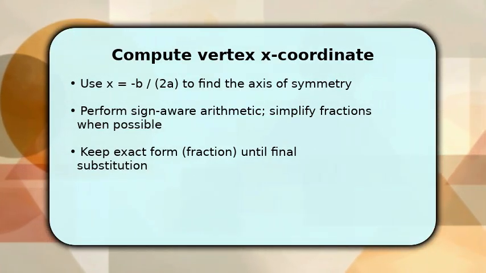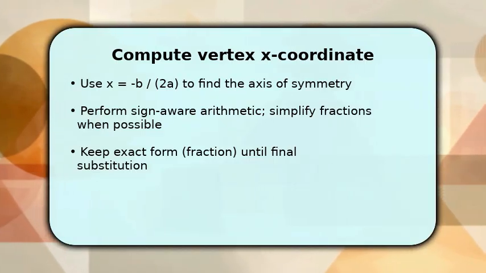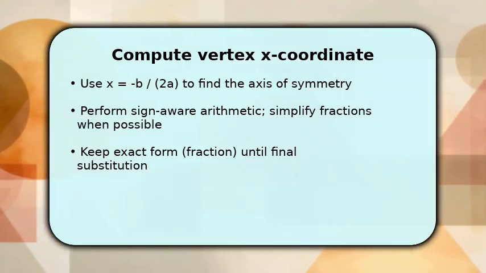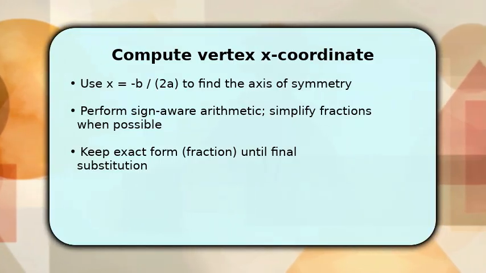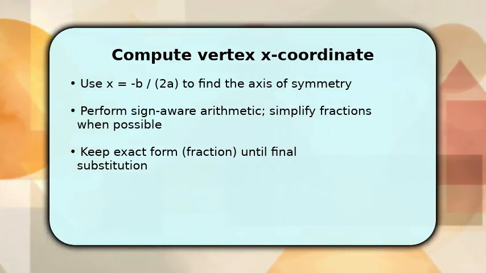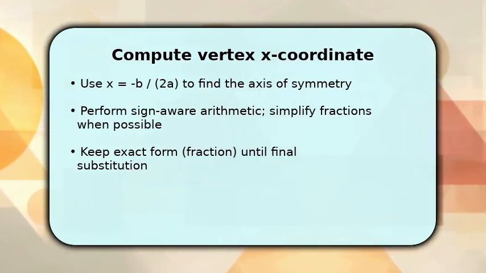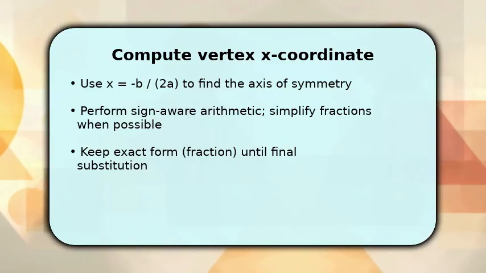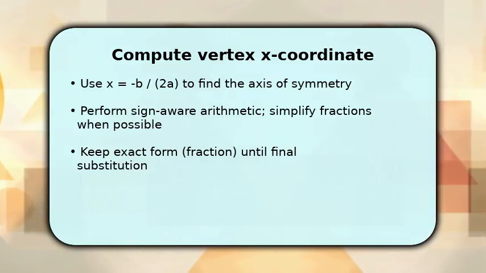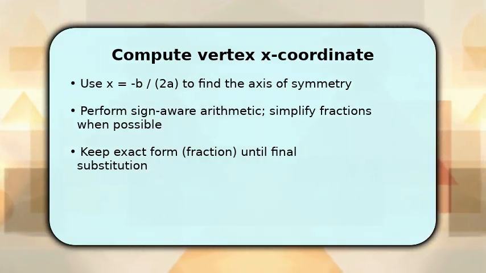If b is negative, -b becomes positive. Simplify the fraction, but avoid decimal approximations until you need them. Once you have x, double-check by plugging into a calculator or redoing the fraction reduction. Precision here makes the y-value substitution straightforward and prevents propagated errors.